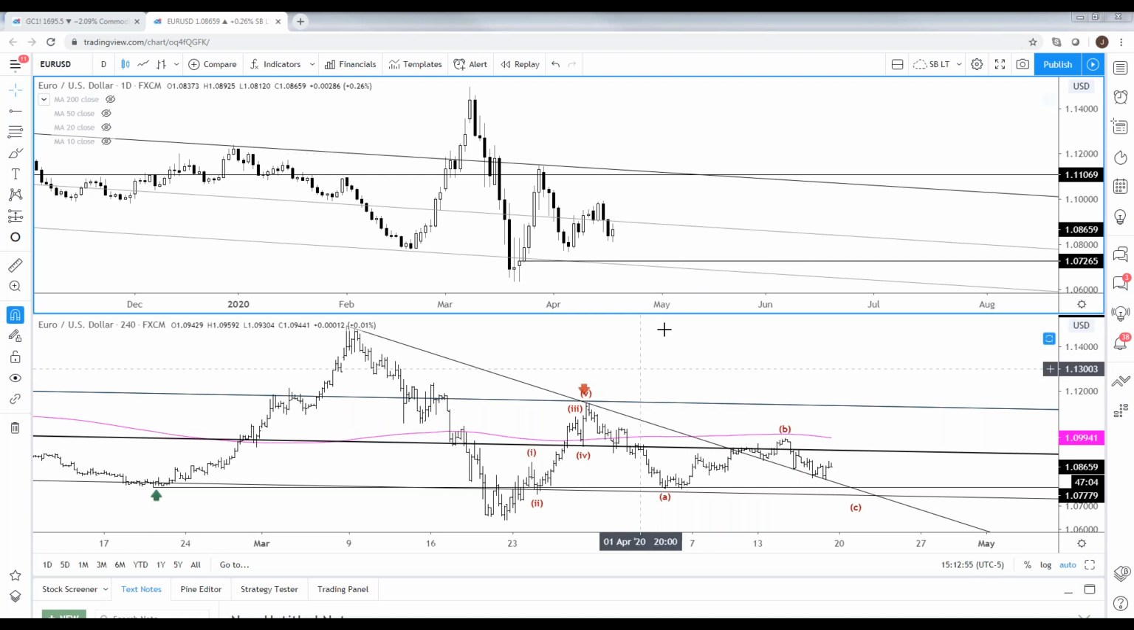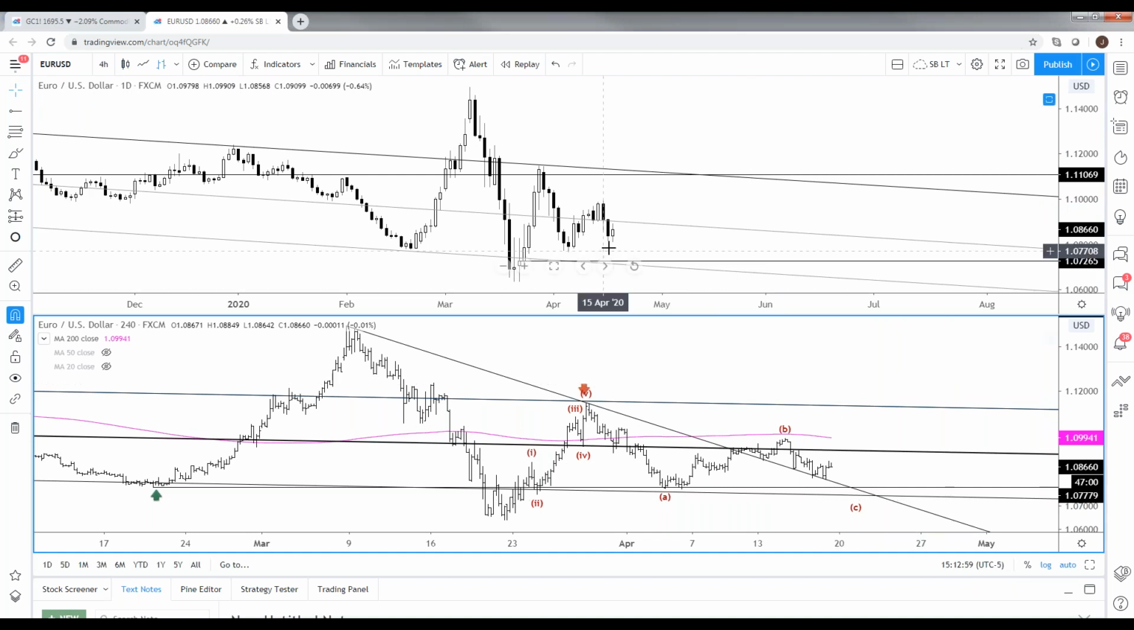Okay, so that's going to be 107.27. So that's a level that I'm going to watch for support in euro: 107.27.